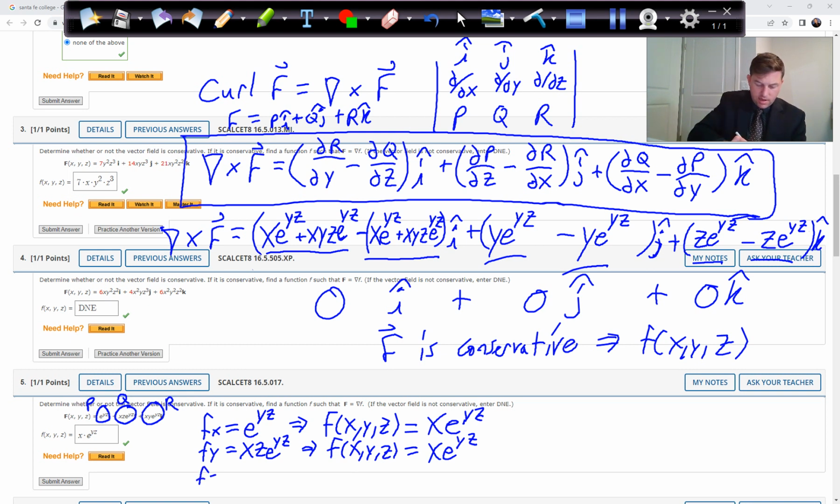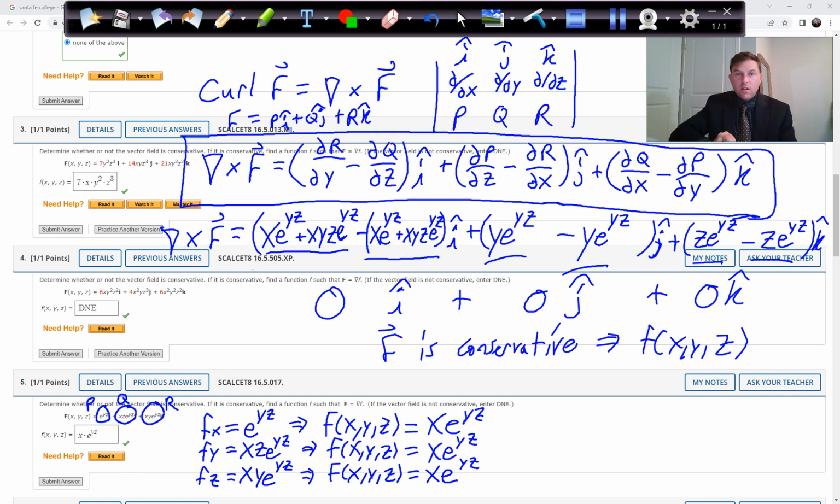Okay, last one, fz should be equal to the last term, xy e to the yz, which implies, same argument, if I'm doing this with respect to z, y is a constant, x is a constant, so this y in front of the e, we can bring it back up into the power because we're going the opposite way. So this could have just been x e to the yz.